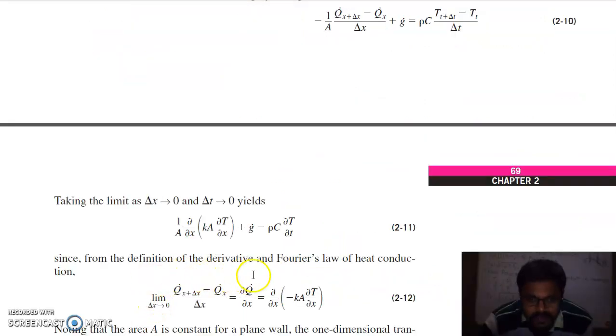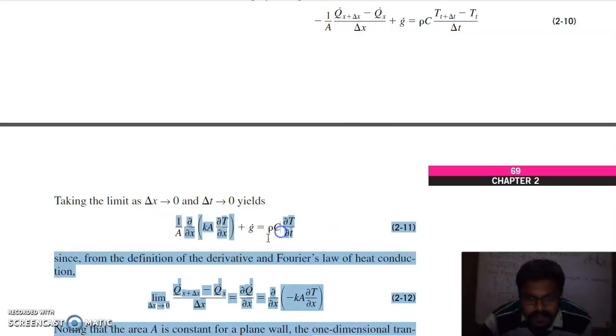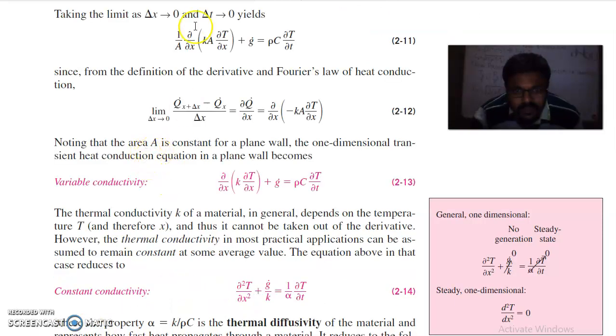From the definition of the derivative and Fourier's law of heat conduction, if you take the limit of this element del x tending to 0, it will be del q by del x, and you put the value of q dot from Fourier's law, minus k del T by del x. Replace this value in this equation and you will get this equation. So here A is the area. So the one-dimensional transient heat conduction equation in a plane wall becomes this one.